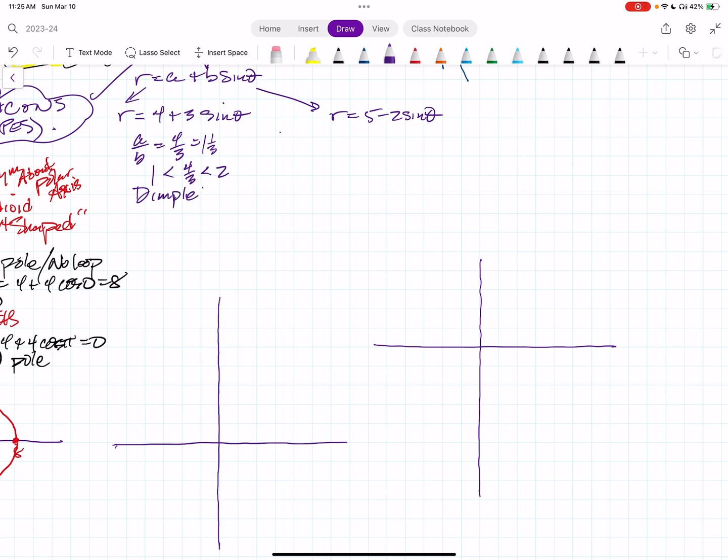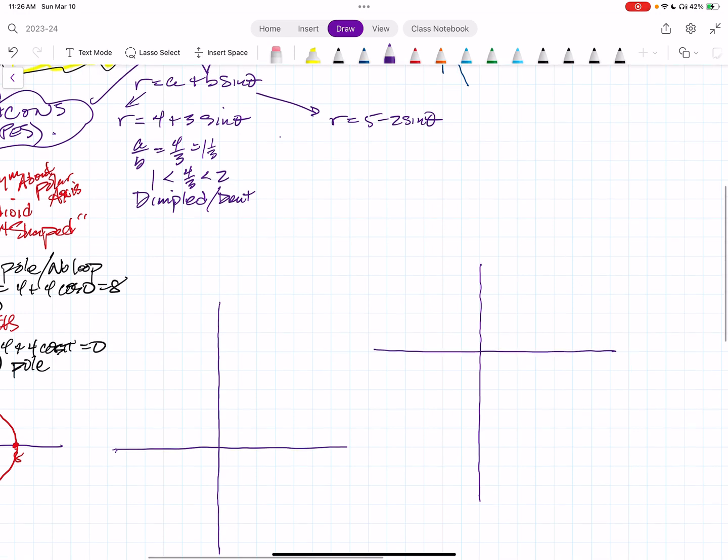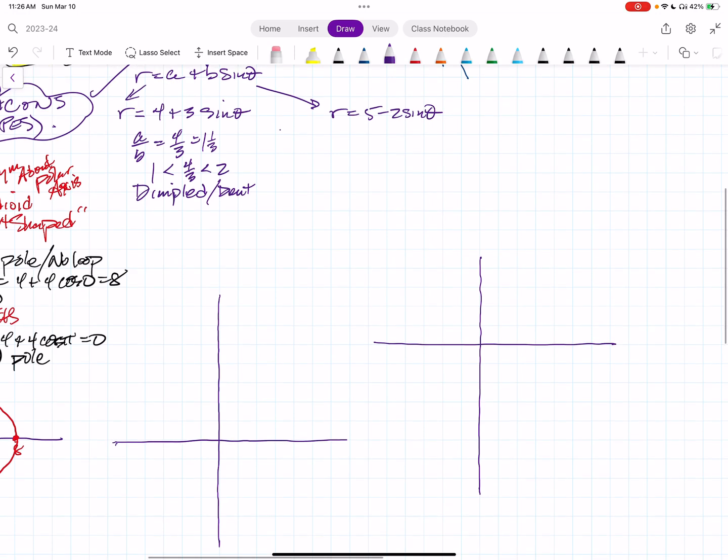Dimpled, okay, like your instructor. Dimpled limaçon, okay, or you can say dent. The new phrase is dent. I grew up with the term dimple. I think that makes more sense. You'll see how it looks here in a minute.